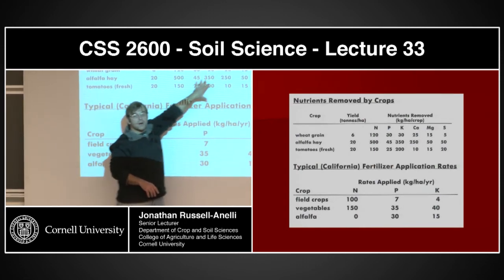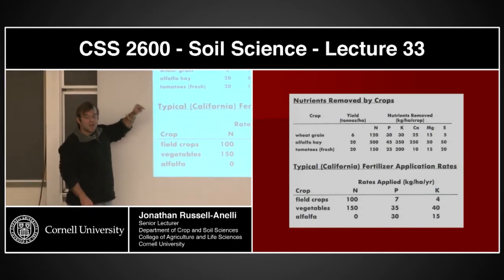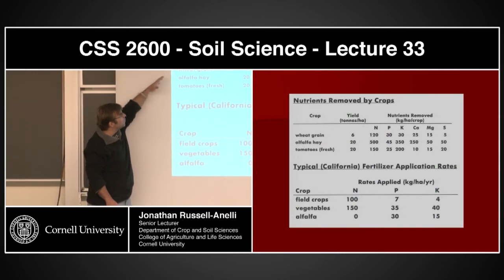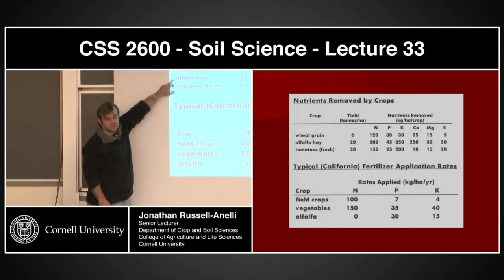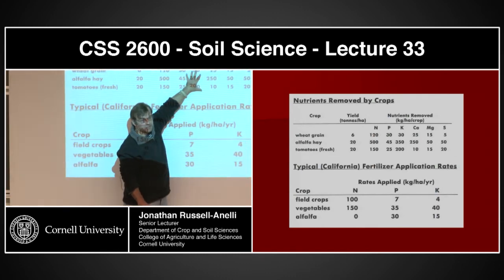Now from a farmer's perspective, think about the application rates. These are not exactly the same, and they're sort of out of order here. Field crop we can think of as wheat grain, vegetables we can think of as tomato, and alfalfa is alfalfa. This is the yield. This is what I'm losing.